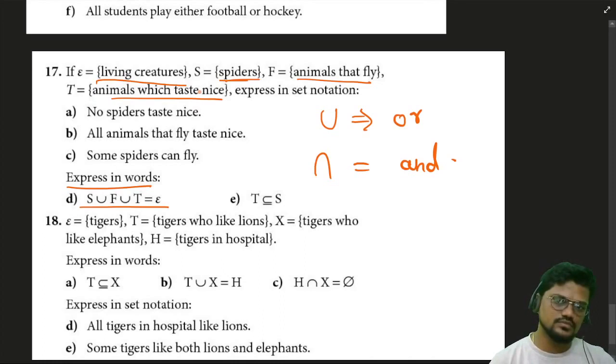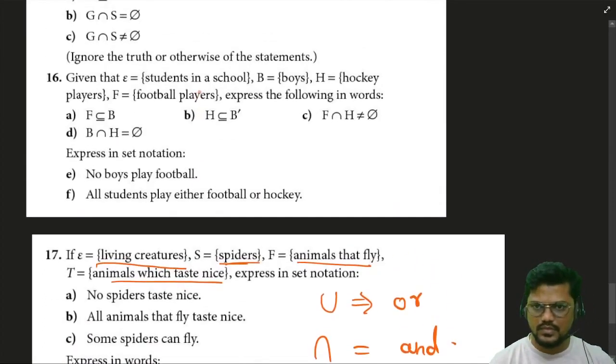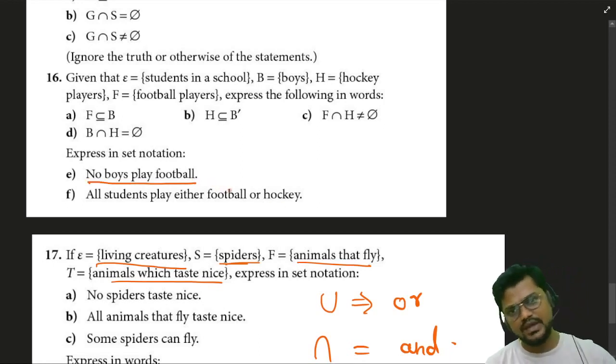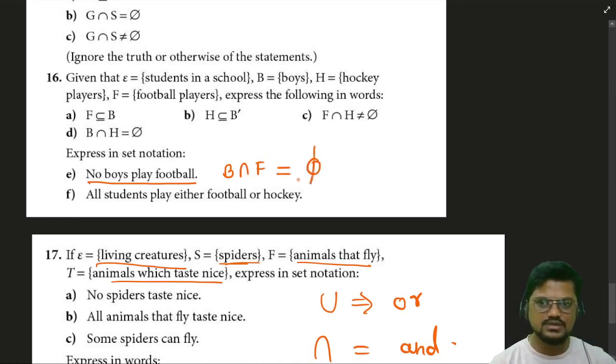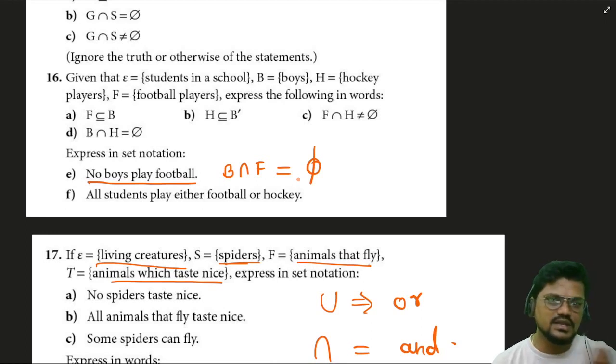16th E and F are left, and even 17th ABC. Okay, E and F, express in set notation. No boys play football. Means no boys are playing football. So that is B intersection F is an empty set. That's it. Because there is nothing in common between the football players and the boys. No boys play football, so B intersection F will be an empty set.